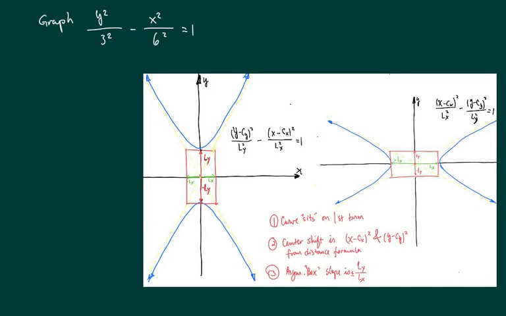The slope of this asymptote is length of y divided by length of x. For our case here, it's going to be 3 divided by 6. That's going to decide how steep these asymptotes are. And the box itself also gives you the clue of the asymptotes. So let's put all 3 points into use and graph this one.